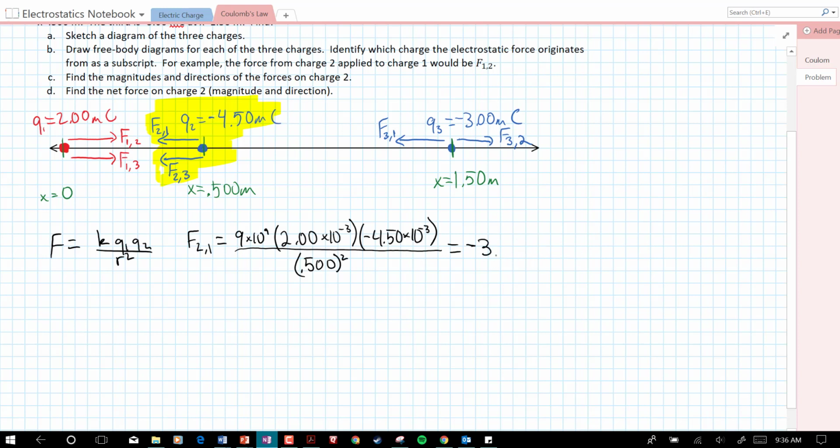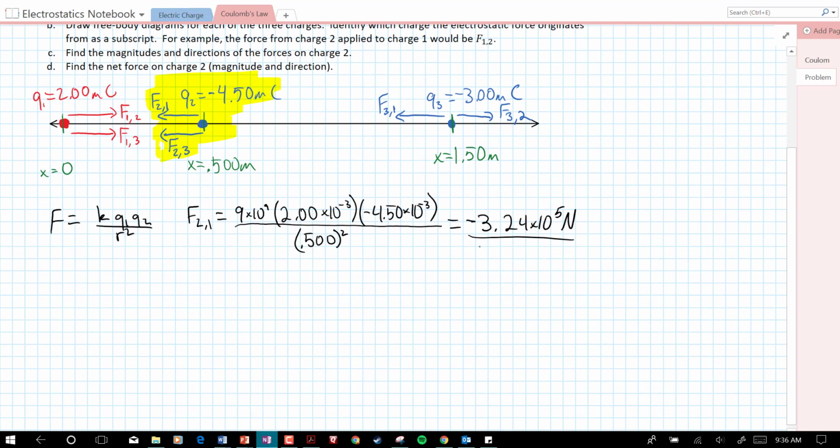Negative 3.24 times 10 to the 5, and the units are going to be newtons. That negative sign just tells us that it's an attractive force, but we already know that. So we could also write this as 3.24 times 10 to the 5 newtons. And we already know it's pointing to the left.